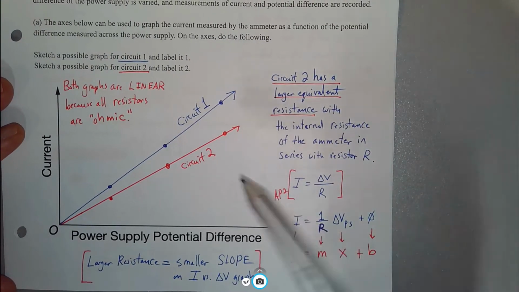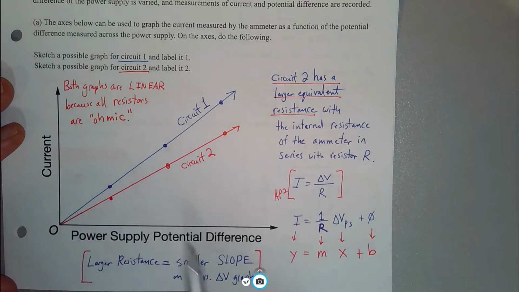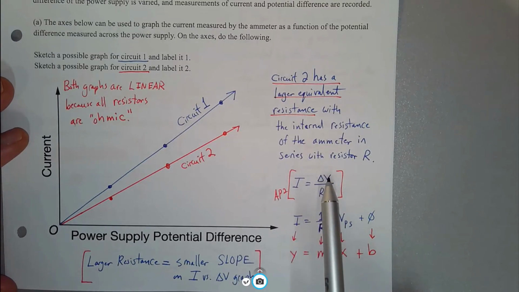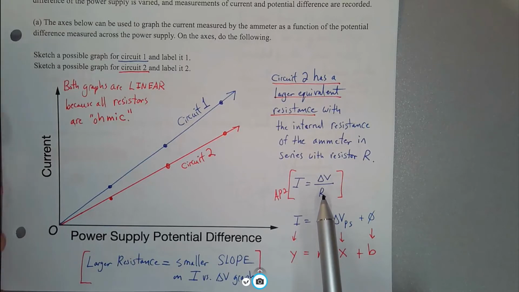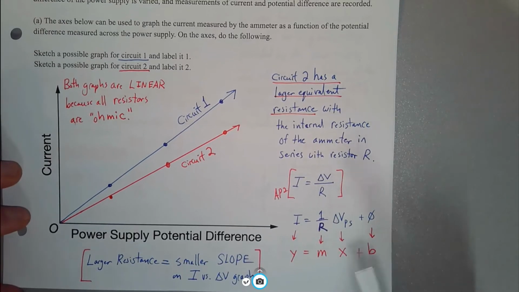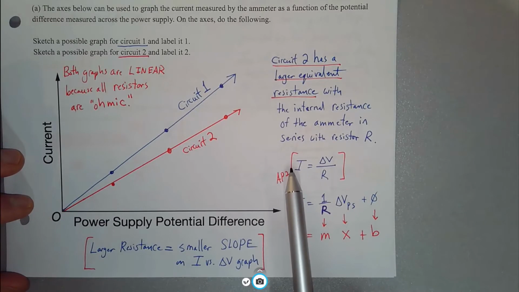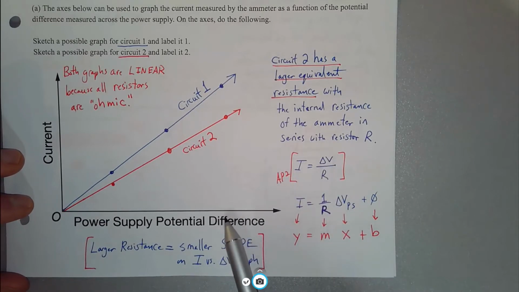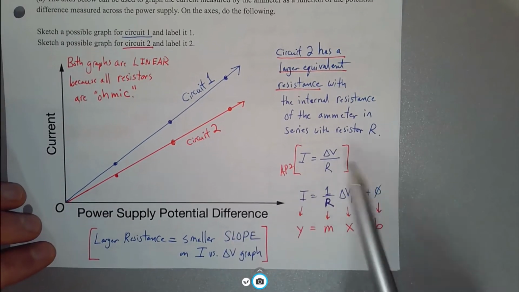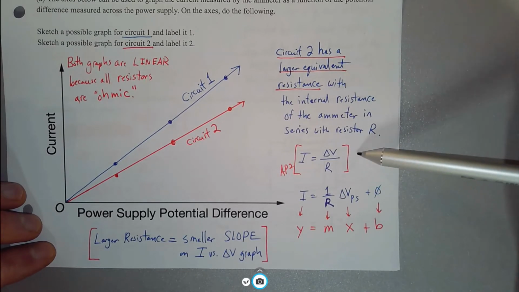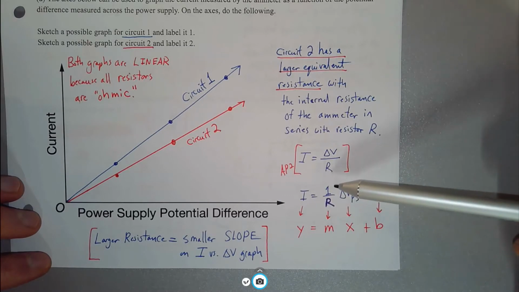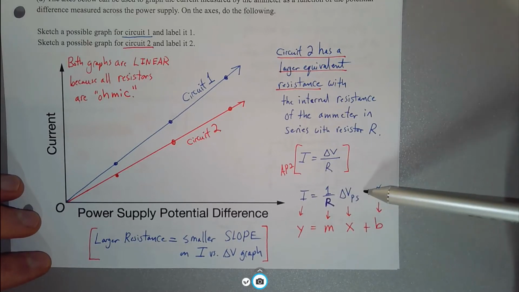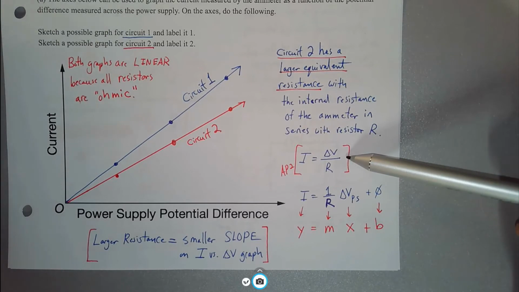So how do we think about how this translates to the shape of the graph? Well, notice we have current on the y-axis and power supply potential difference, or delta V, on the x-axis. So let's rearrange this equation to put it in the form of a line, because that's what we're expecting for ohmic resistors, where I is in place of y and delta V is in place of x. That's what's graphed right here. So if we pull delta V out to the side, we get I equals 1 over R times delta V. That's just this, it looks a little bit different.